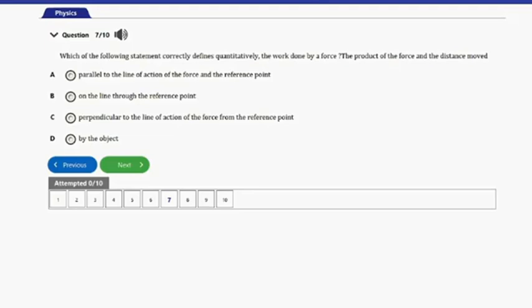So guys, the answer to this question is option A, parallel to the line of action of the force and the reference points. And that's it for this question. Let's go ahead and consider the next question, guys.